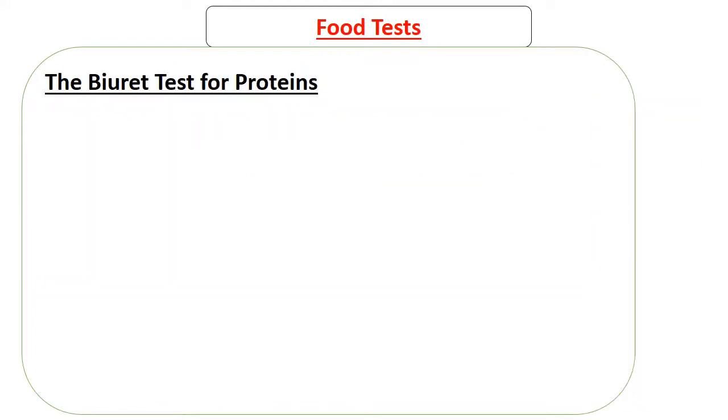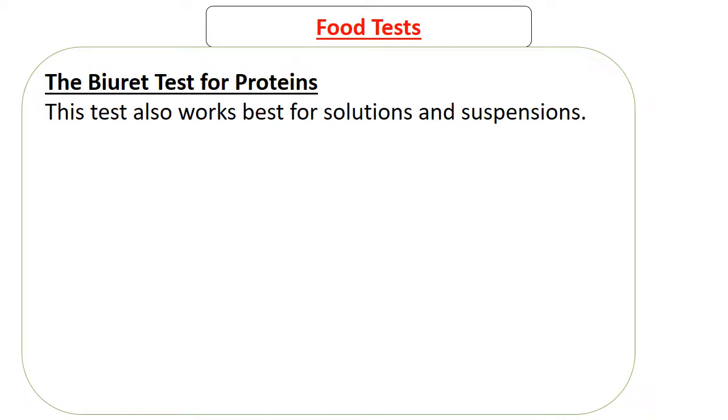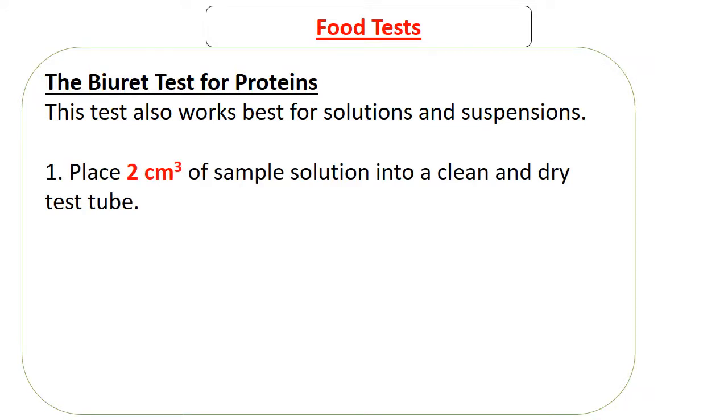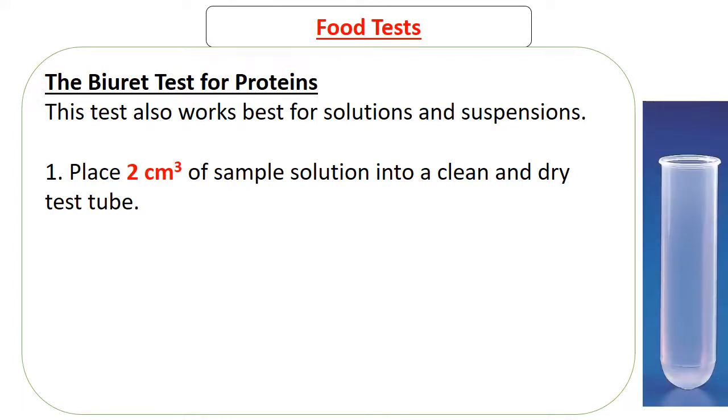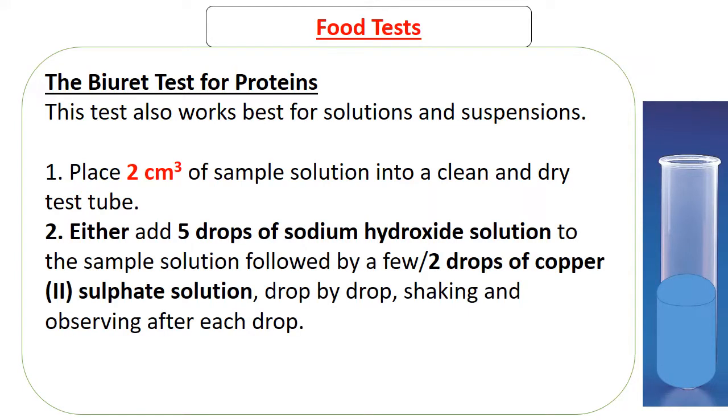We go to the Biuret test for proteins. This test also works best for solutions and suspensions. So again, the procedure is you place 2 centimeters of a sample solution into a clean and dry test tube. So I have a test tube here, put your 2 centimeter cube of a sample solution. Then here you can do either of these depending on what you have been given.